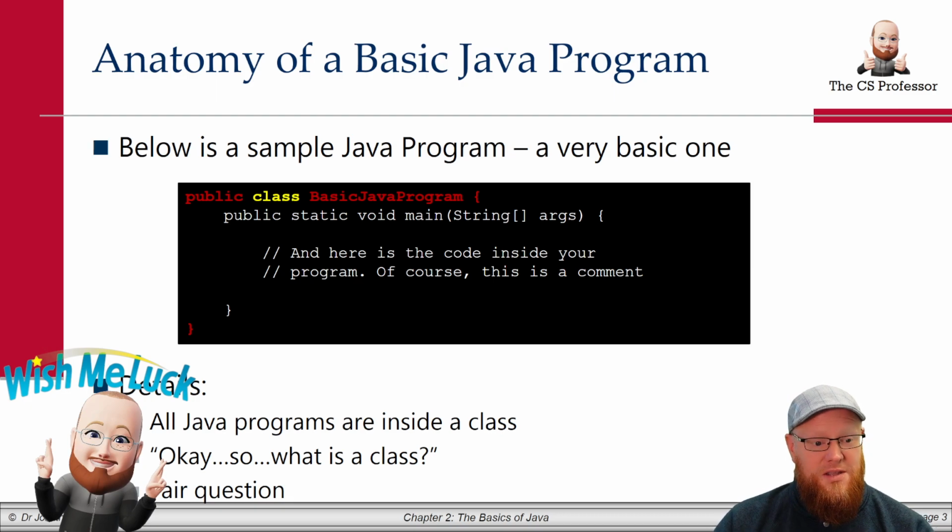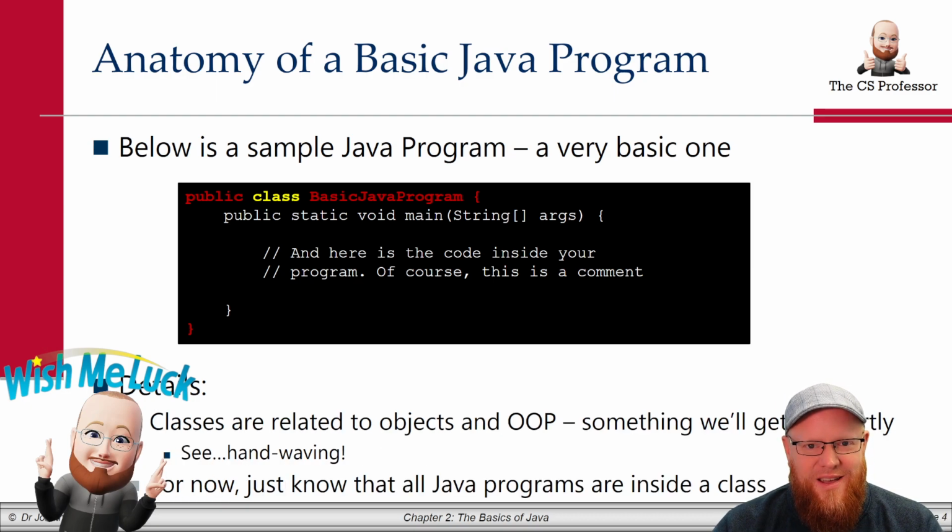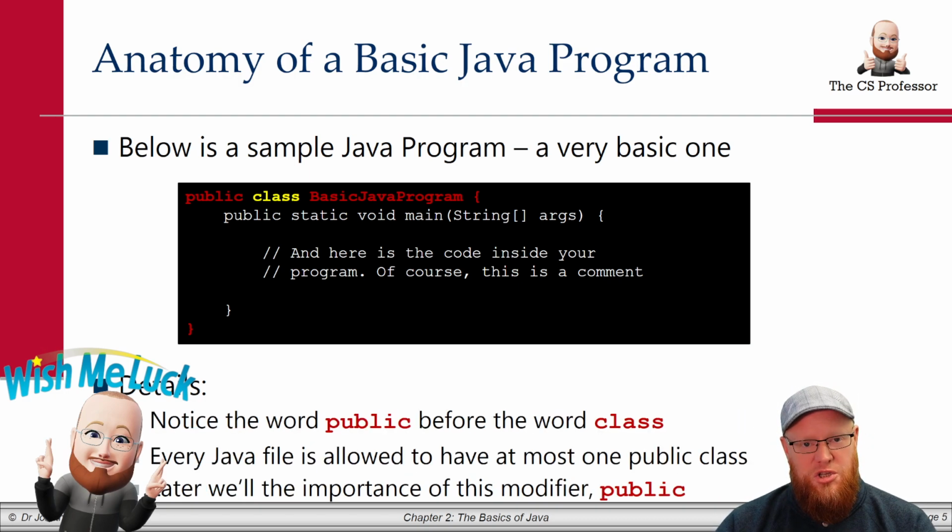You see here in yellow, it says public class, basic Java program. Every Java program needs to be inside a class. Now, what's a class? That's a fair question. A class is related to objects, which we'll cover in a bit, because this entire series is really called object-oriented programming. So now we see some hand waving, because I'm not going to go into more detail just yet of what is a class, but it's absolutely related to objects and the overall course here, object-oriented programming. But for now, just know that all Java programs are absolutely going to be inside a class.